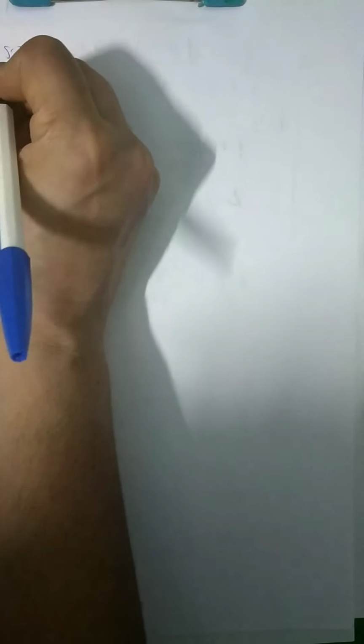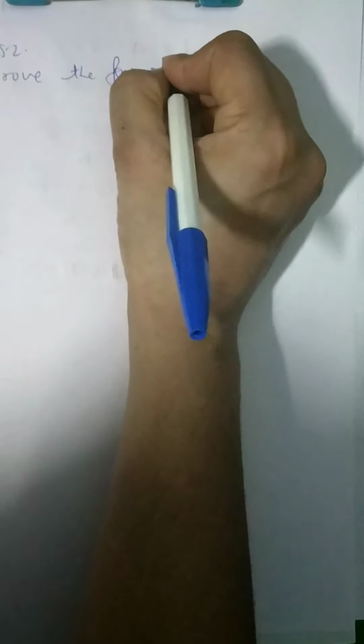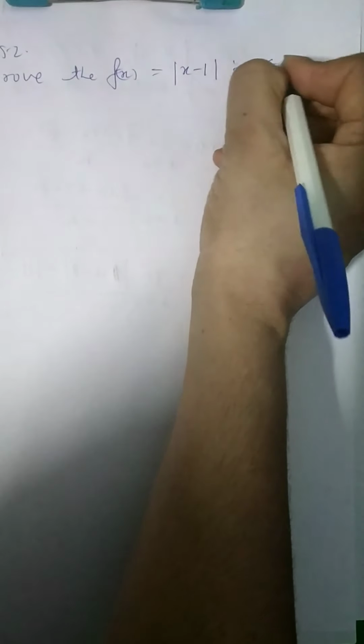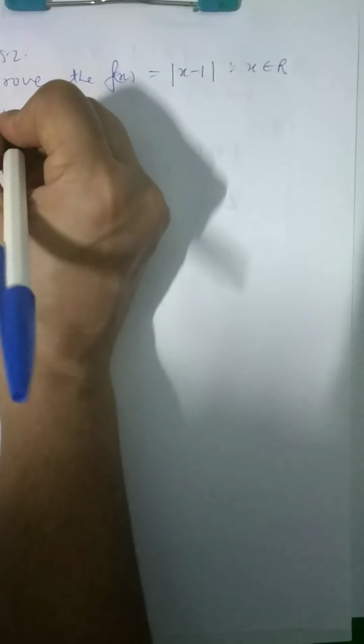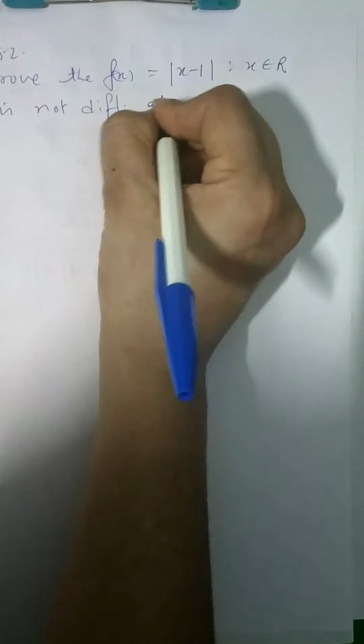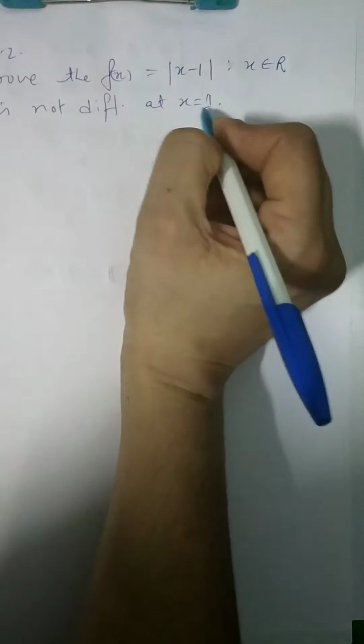Friends, today we will discuss a special question of exercise 5.2: prove that the function f(x) = |x - 1|, for x belonging to the real numbers, is not differentiable at x = 1. So we have to check the differentiability at x = 1 and prove that it is not differentiable.